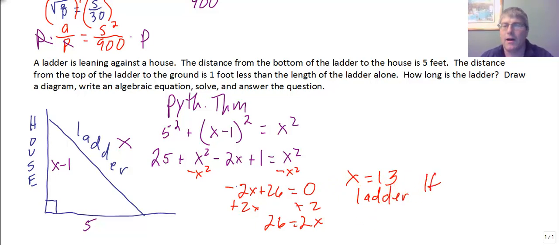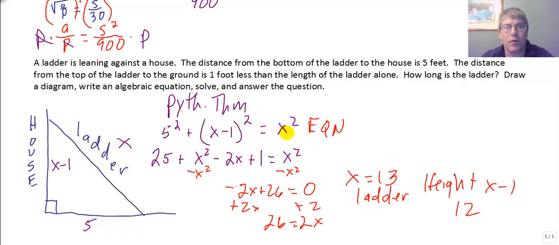And the height is x minus 1, or 12. So how long is the ladder? The ladder is 13. So we have followed our instructions. We've got our diagram. We wrote an algebraic equation. Here's my algebraic equation. It was the Pythagorean Theorem. We solved that, and we answered the question.